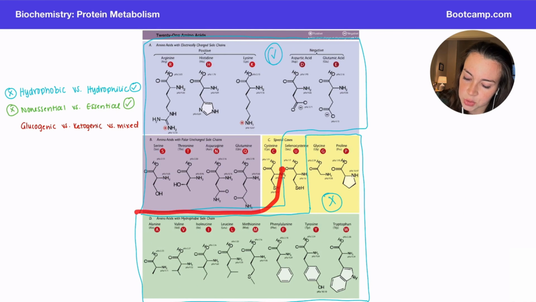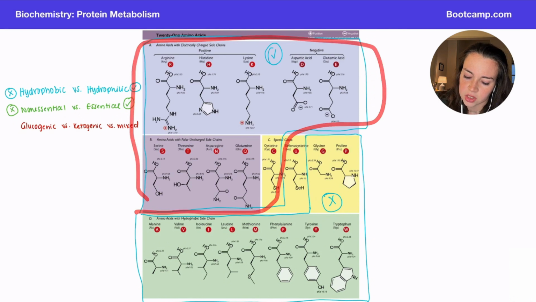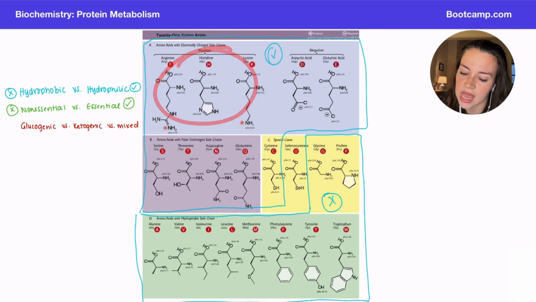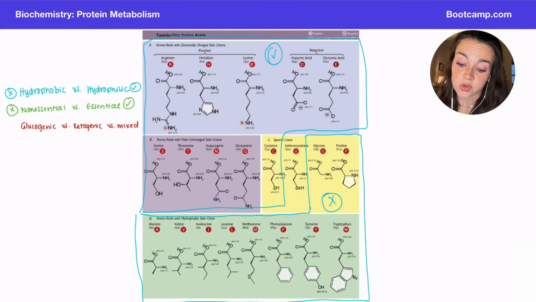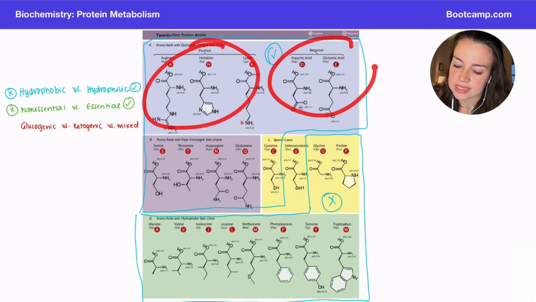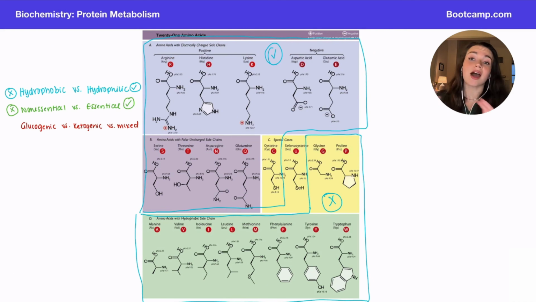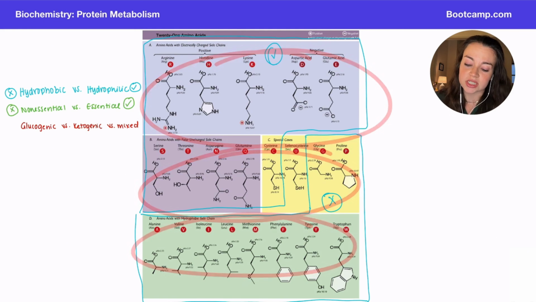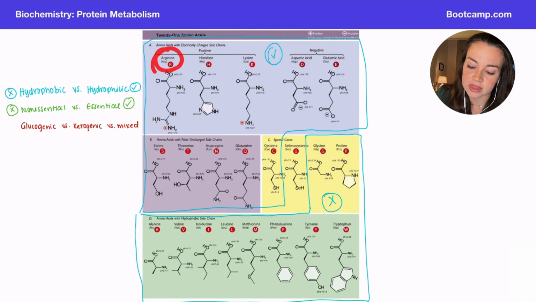And then within the hydrophilic amino acids, you're going to have your polar uncharged, your positively charged, and your negatively charged, also known as your basic and your acidic amino acids. You do not have to be able to draw any of these for the exam. Just understand the different categories that these are going to fall into. So that was one categorization technique, hydrophobic versus hydrophilic.